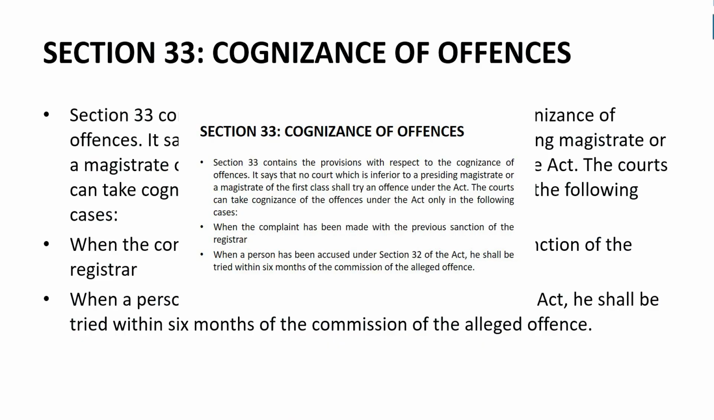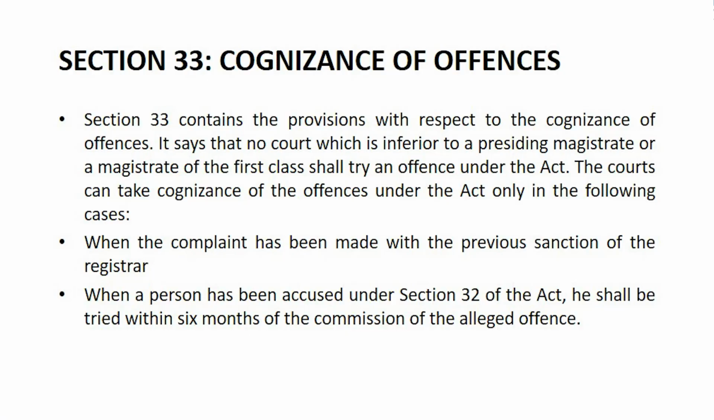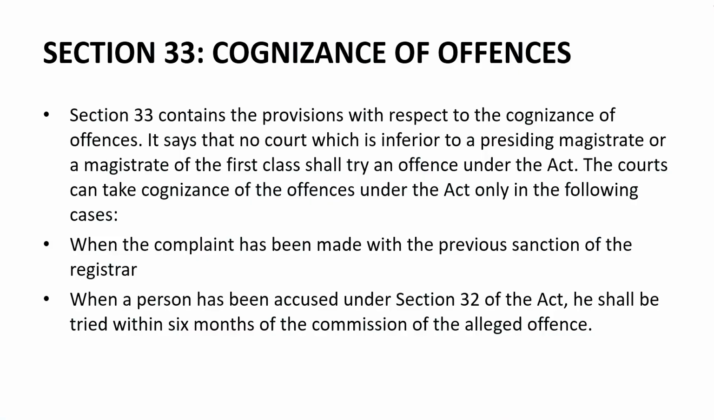And who would be taking the cognizance of this kind of offences? For the cognizance of the offences, no court which is inferior to a presiding magistrate or a magistrate of the first class shall try an offence under this act, and the court can take cognizance of offences under this act only in the following cases: when a complaint has been made with the previous sanction of the registrar, and a person who has been accused under section 32 of the act shall be tried within 6 months of the commission of the alleged offence.